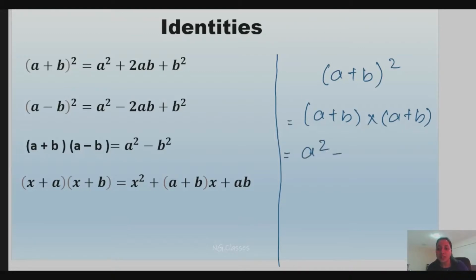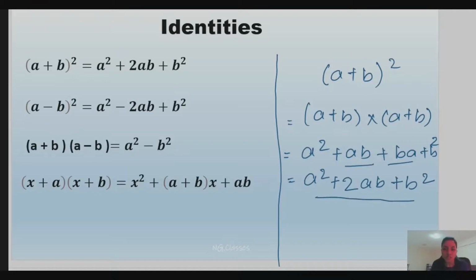We will get a square plus ab plus ba plus b square, right? Now ab and ba, according to the commutative property, are the same. So we can write it as plus twice ab plus b square. Now that's what the formula says. That is, a plus b whole square is equal to a square plus twice ab plus b square. So rather than doing the multiplication every time, we will use the formula directly. Okay. Similarly, we are having a minus b whole square is equal to a square minus twice ab plus b square.